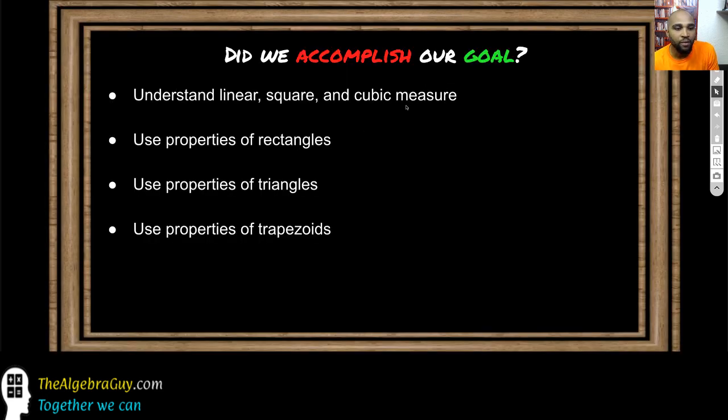All right, did we cover everything? Yes. Understand linear, square, and cubics. These are 3 different measurements. If you just have 1 dimension, linear, 2 dimensions, square, 3 dimensions, cubic. And we did area and perimeter of rectangles, triangles, and trapezoids. Or actually mostly rectangles and triangles for both, but we did area for trapezoids.